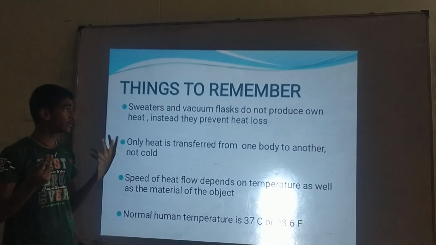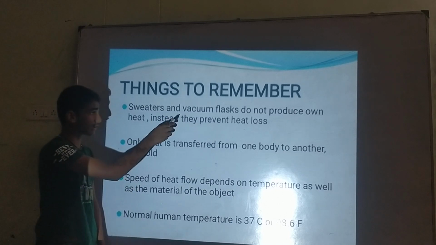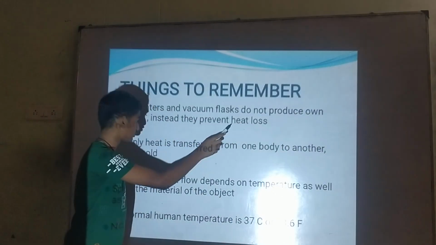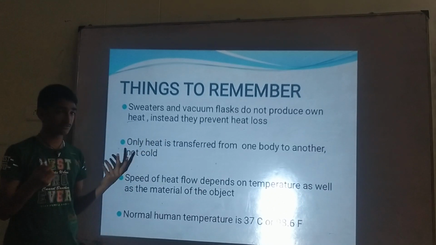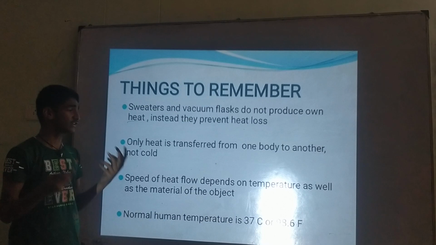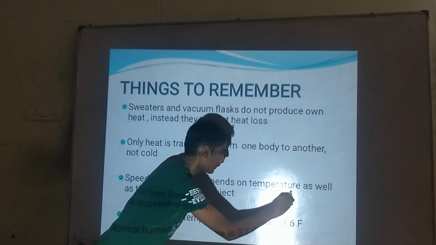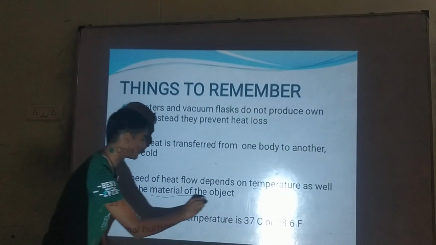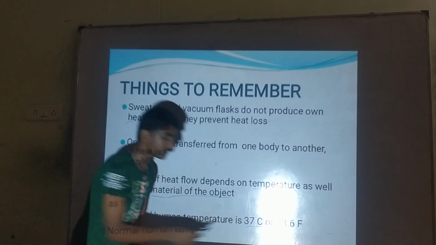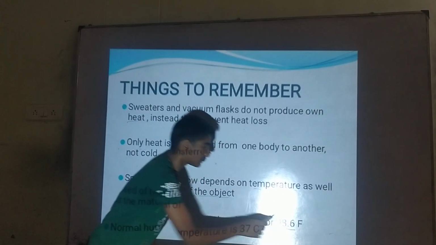What are things to remember? Sweaters and vacuum flasks do not produce their own heat. Instead, they prevent heat loss. Only heat is transferred from one body to another, not cold. Speed of heat transfer depends on temperature as well as material of the object. Normal human temperature is 37 degrees Celsius or 98.6 degrees Fahrenheit.